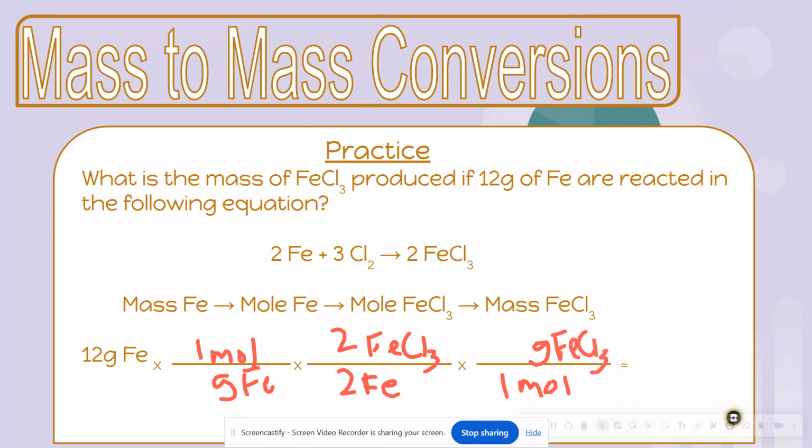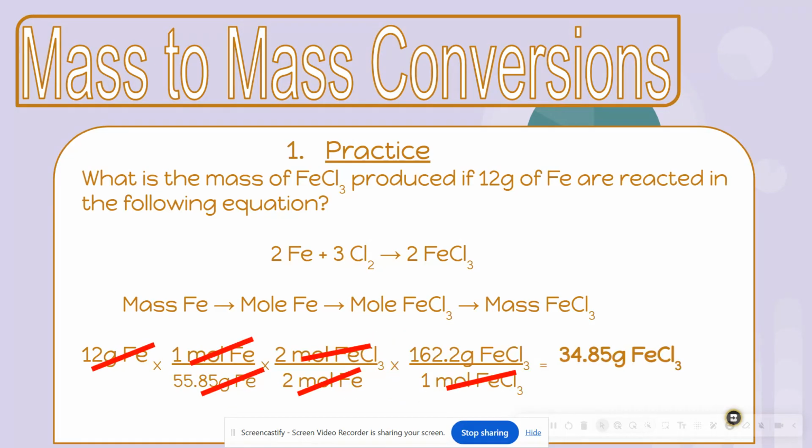and I'm going to have my mass of iron chloride on top. When I go to calculate, I'm going to cross out the units that cancel, and I'm going to calculate by multiplying straight across. So I do 12 divided by 55.85, press equals in my calculator, multiply by 2, press equals, divide by 2, press equals, multiply by 162.2, and press equals. Your final answer should be 34.85 grams of iron chloride.